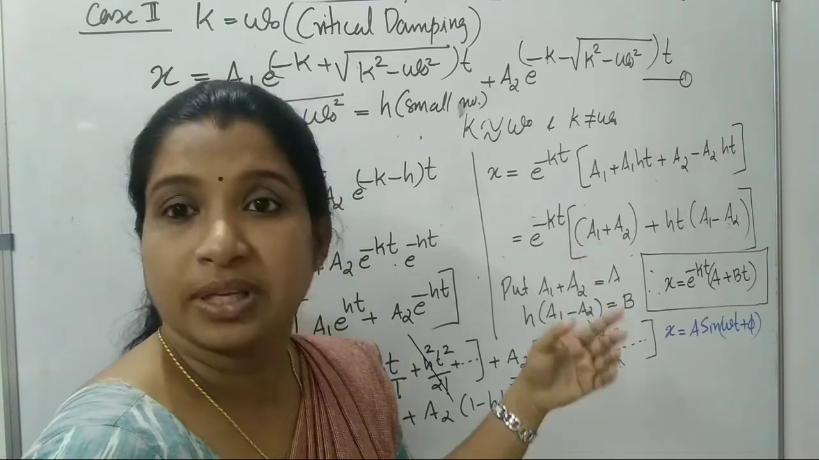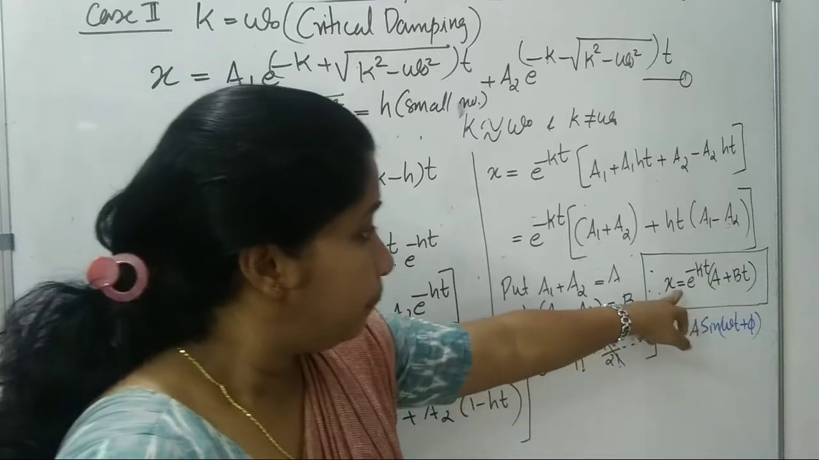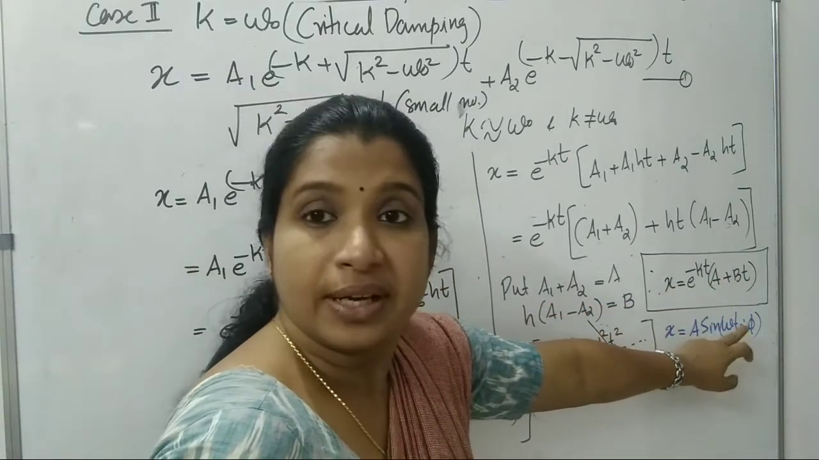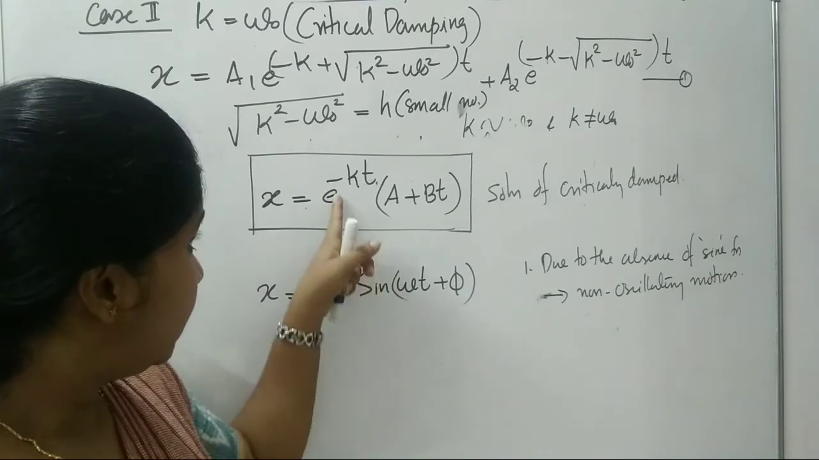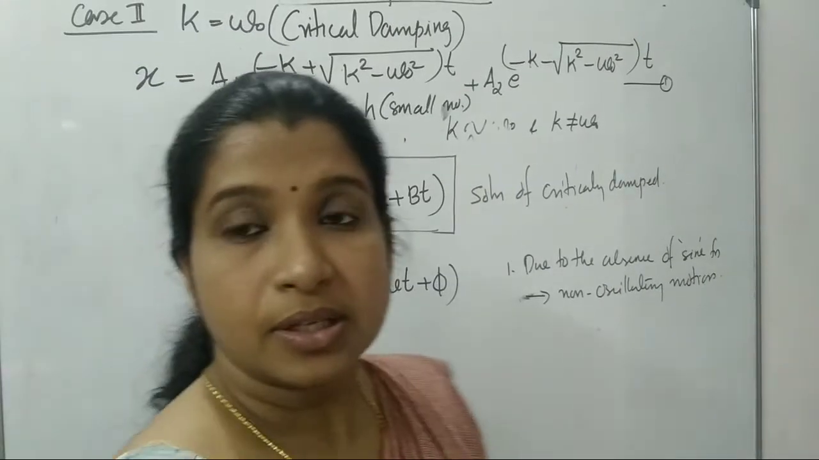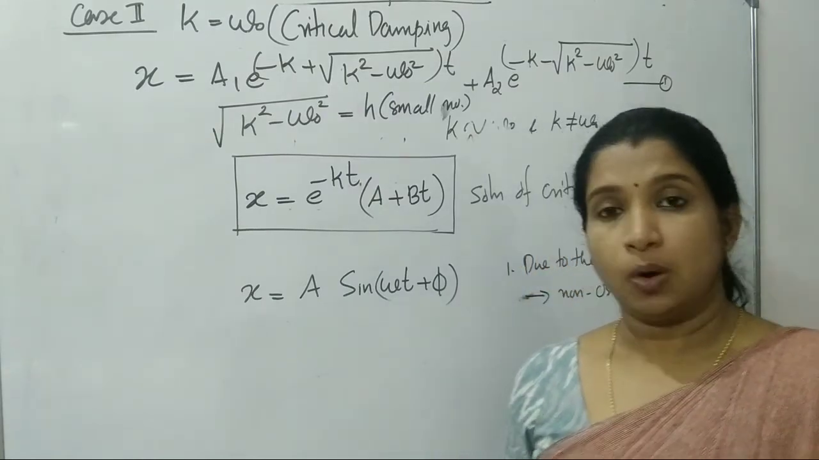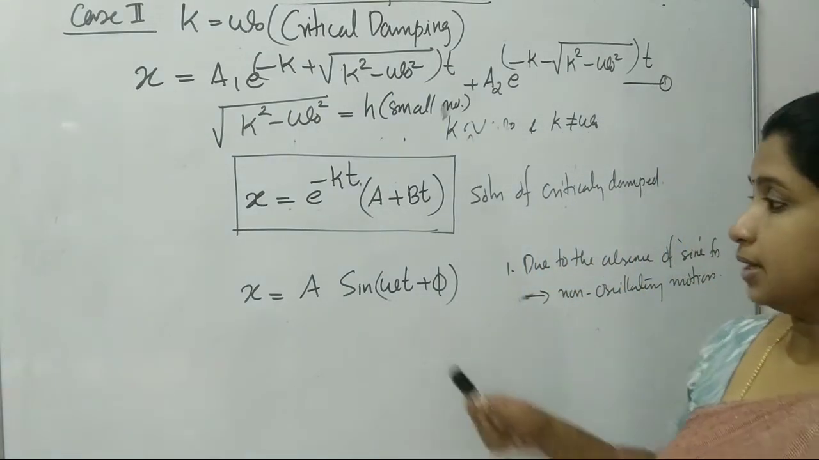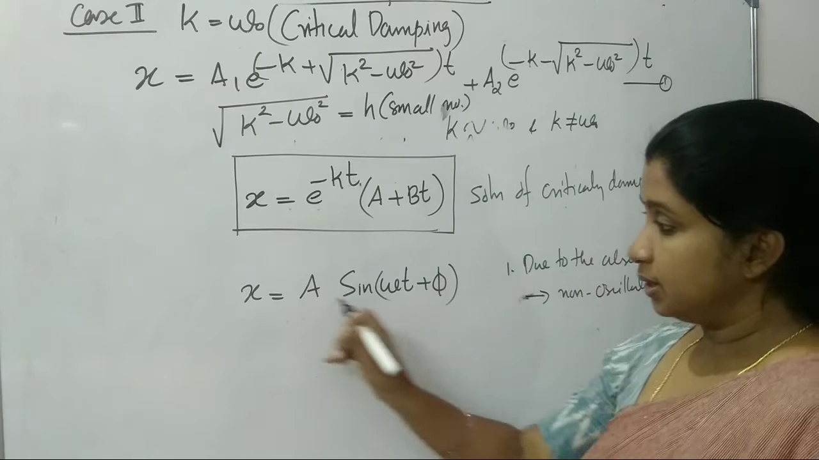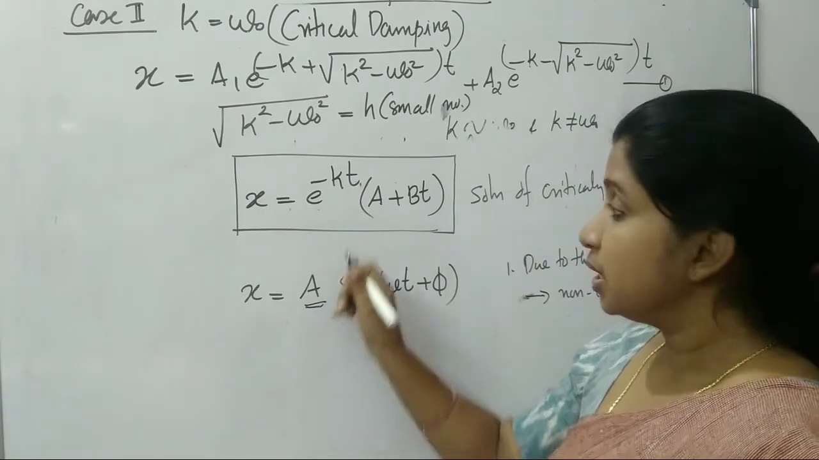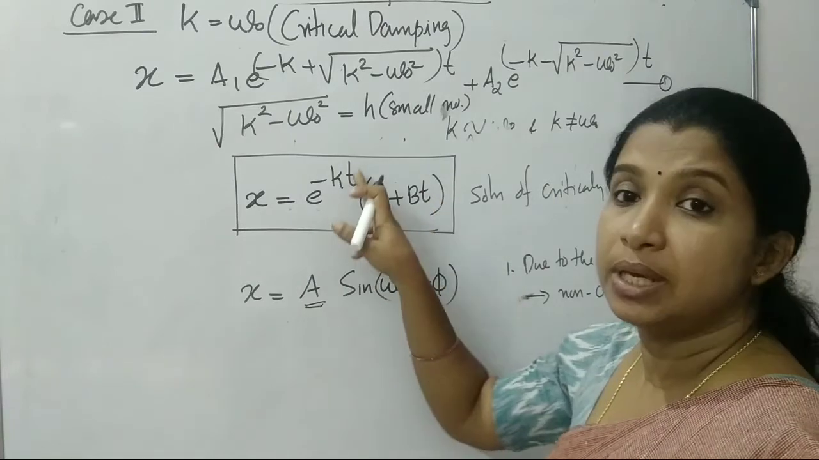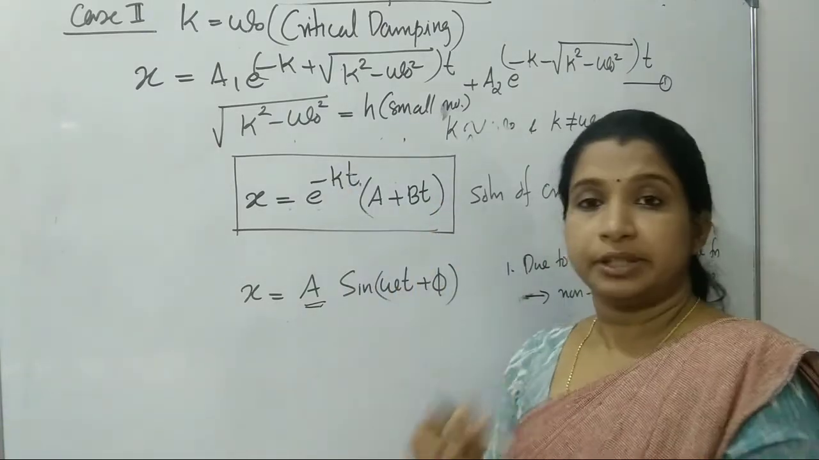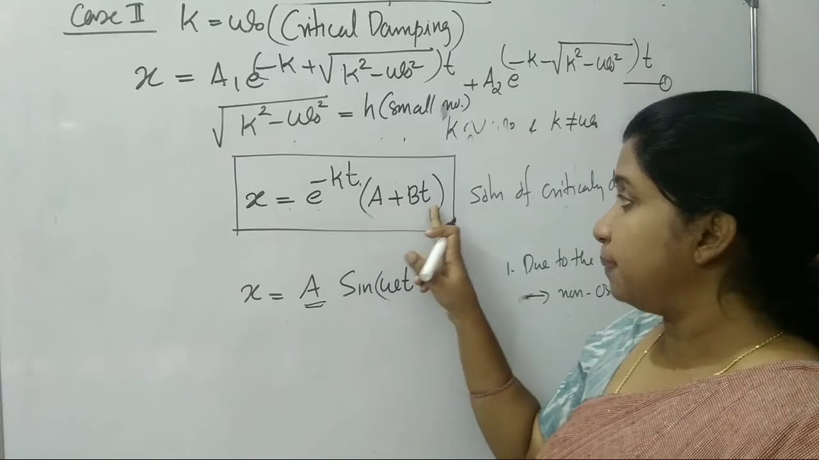In this motion also there is no oscillation due to the absence of sine function. So while comparing the motion, no sine function is there, so the motion is aperiodic or non-oscillatory. Then the second term is amplitude. This is the expression of amplitude: we get a plus bt into e raised to minus kt. That term represents amplitude.